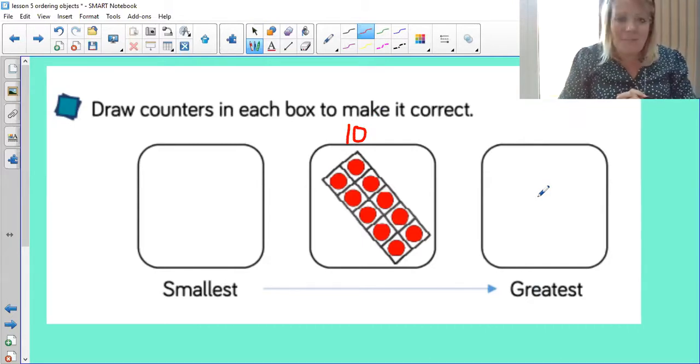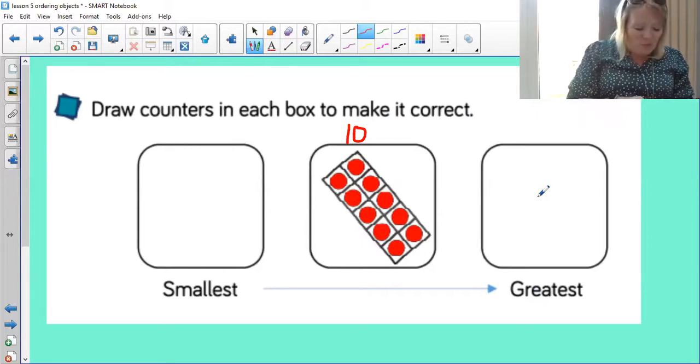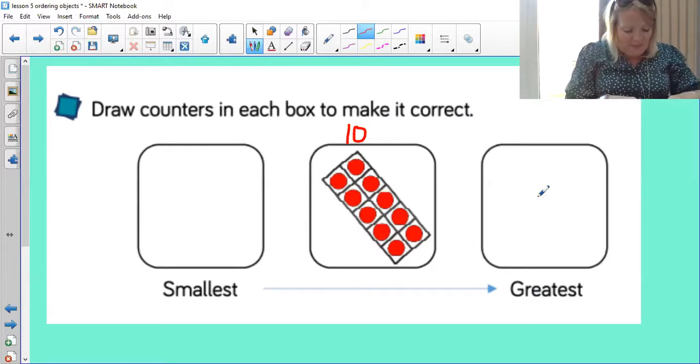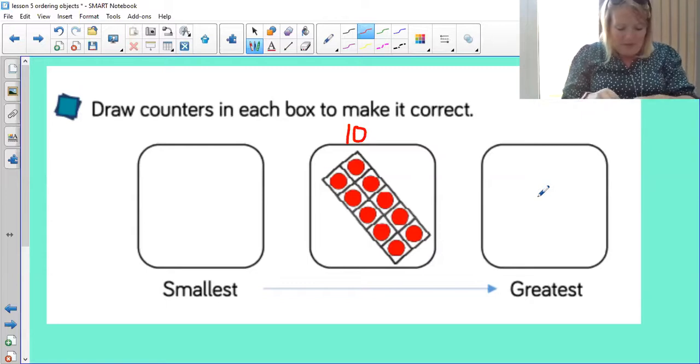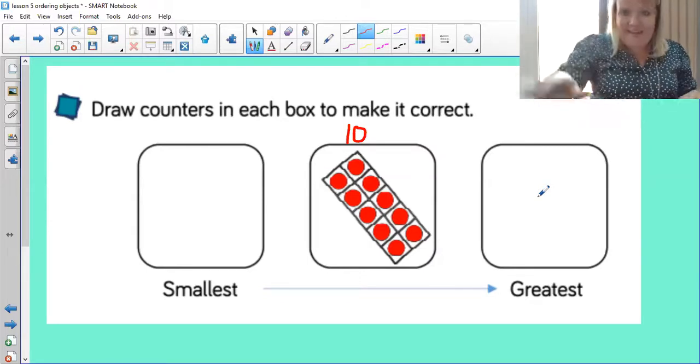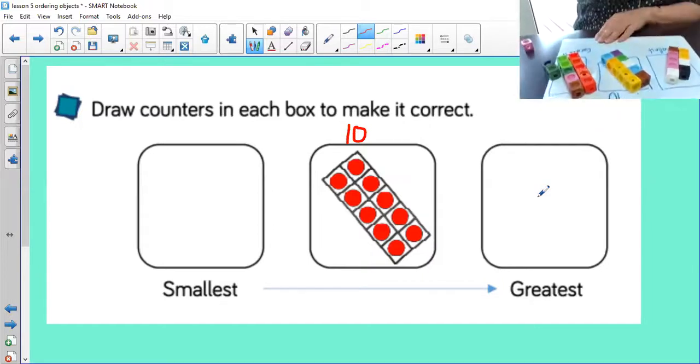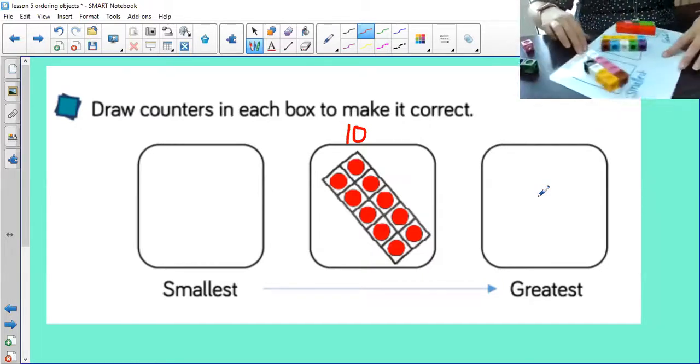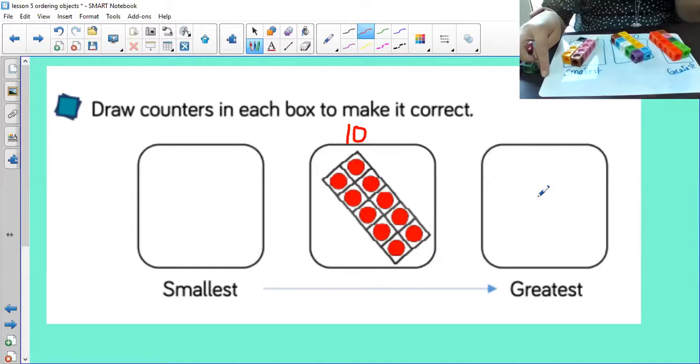Give me a number that's bigger than 10. Oh, lots of you shouting out really big numbers. I'm going to go for one that I can actually make with my cubes. Okay, 12. 1, 2, 3, 4, 5, 6, 7, 8, 9, 10, 11, 12. Excellent. So hopefully you can see it.